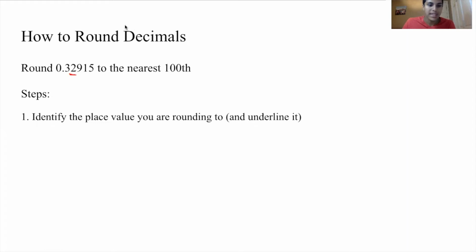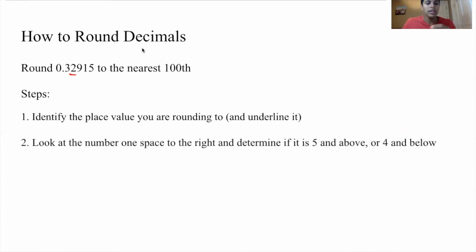All right, so the second step is look at the number that's one space to the right and determine if it's 5 and above or 4 and below. And I'll add a comma here. Look at the number 1 space to the right. So the number 1 space to the right, if we draw a little arrow, is this 9. It's the one in the thousandths place. Now this is the number that we're going to use to determine whether we round up or whether we round down. So it's 5 or above. So we know we need to round up.